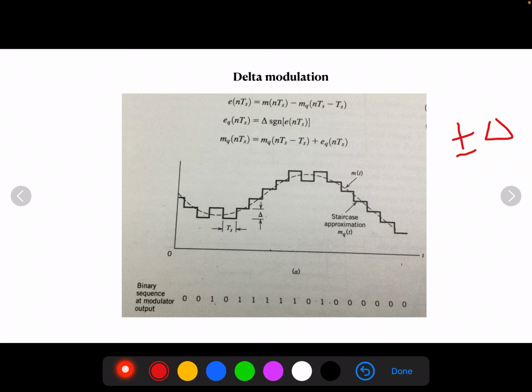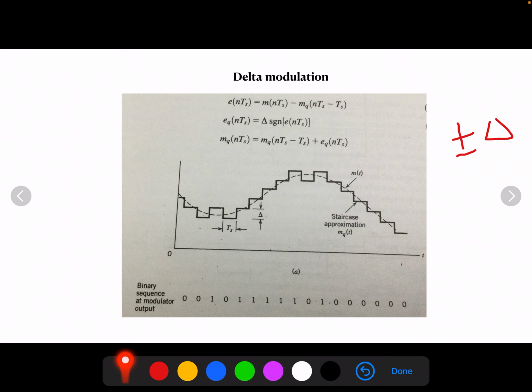Thus, as you can observe in the diagram, if the approximation falls below the signal at any point of time, the staircase approximation is increased by delta. If, on the other hand, the approximation lies above the signal, then it is decreased by delta, providing that the signal does not change too rapidly from sample to sample. We find that the staircase approximation will remain within plus or minus delta of the input signal.